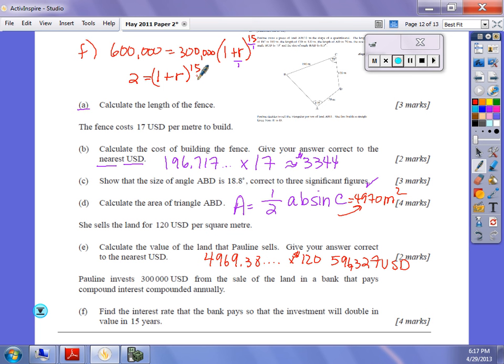Now, you can, in your calculator, there's an nth root button under Math, or you could raise both sides to the power of 1 over 15. I think that's probably what I'd do. So if I raise this to the power of 1 over 15, and continue with the calculations, then the rate is equal to 4.73. All right, let's see. Am I finished? I am finished with paper 2.